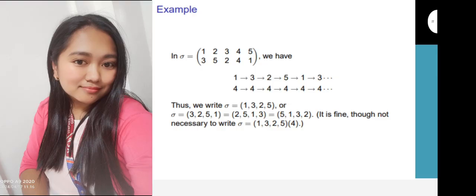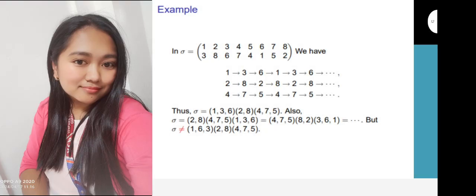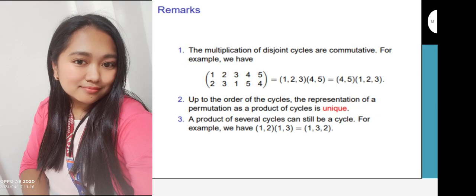In cycle decomposition, we explore how a permutation can be decomposed into cycles. This process highlights the distinct orbits and the interactions between elements within the permutation. So we have here a few remarks on cycles. The multiplication of disjoint cycles is commutative. The representation of a permutation as a product of cycles is unique, emphasizing the structured nature of permutation.